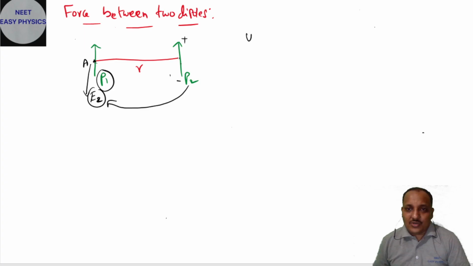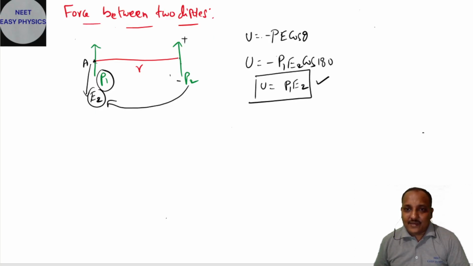Now what is the potential energy for this? Minus PE cos theta. This is the formula. So minus, what is P here? P1. What is E here? E2. And cos, what is the angle between P1 and E2? 180 degrees. What is cos 180? Minus 1. Therefore, potential energy is equal to P1 E2.